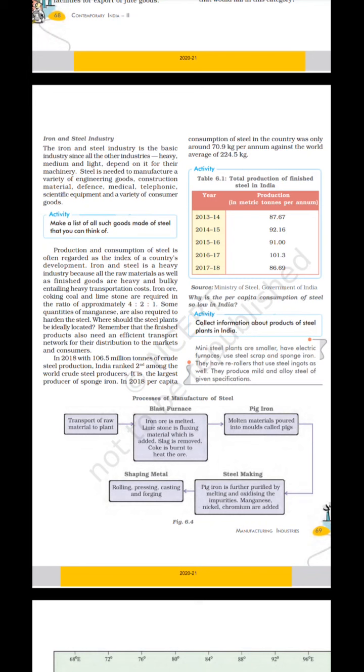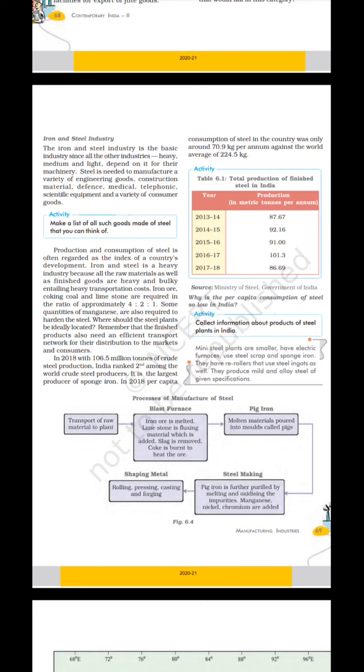Why is the per capita consumption of steel so low in India? Activity: collect information about products of steel plants in India. Many steel plants are smaller, have electric furnaces, use steel scrap and sponge iron. They have re-rollers that use steel ingots as well. They produce mild and alloy steel of given specifications.